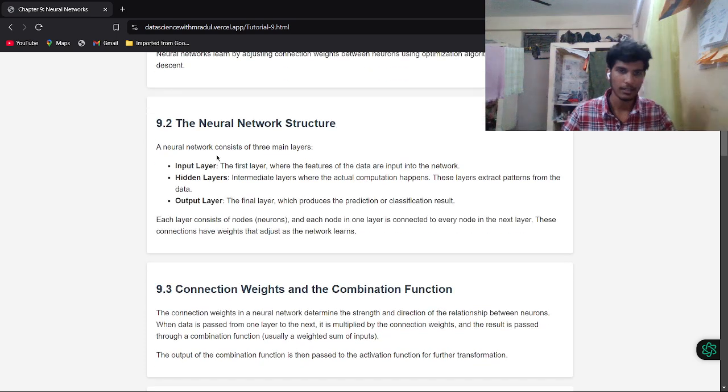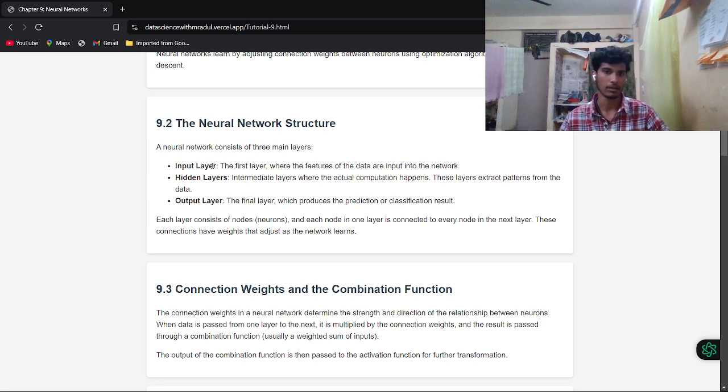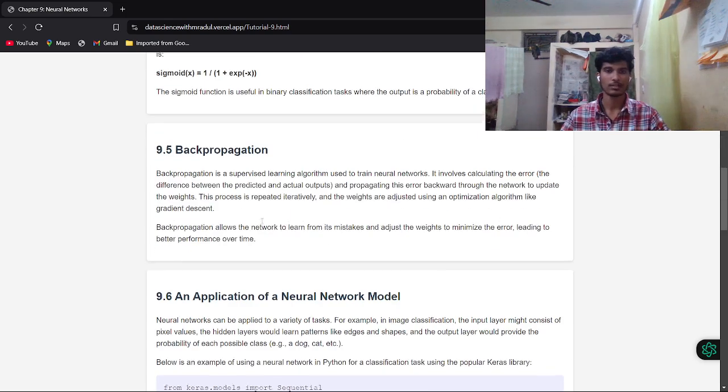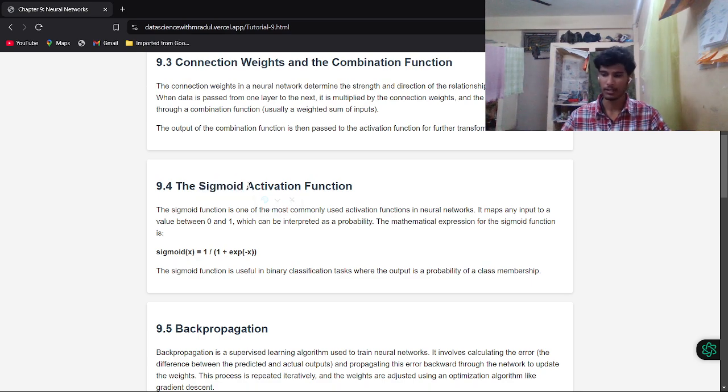So as it is written here, the input layer is the first layer where the features of the data are input into the network. The hidden layers are the intermediate layers where the actual implementation happens, which extract information from the input given by the user, doing various types of comparison with respect to the knowledge base. The output layer is the final layer which produces the prediction or the classification result. There are certain weightages given to each of the functions. These are written over here.